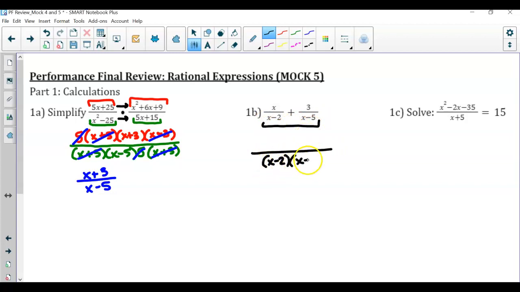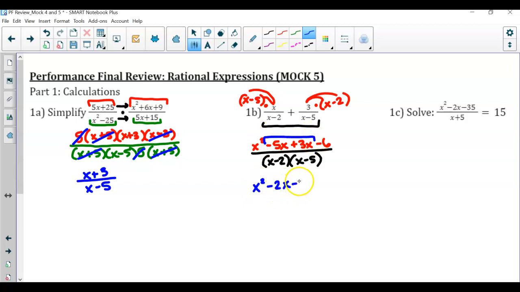X minus 2 times x minus 5, which means in order to combine like terms, we're going to multiply x by, not by x minus 2, because we already have the factor x minus 2. So what's missing? The x minus 5. And then here we're going to multiply 3 by x minus 2. So now when you distribute x, you get x squared minus 5x. And here you're distributing positive 3, right? Because we're adding, so that here is 3x minus 6. Then, of course, combine like terms, which here we have the two x terms. So this is x squared minus 2x minus 6 over x minus 2 times x minus 5.